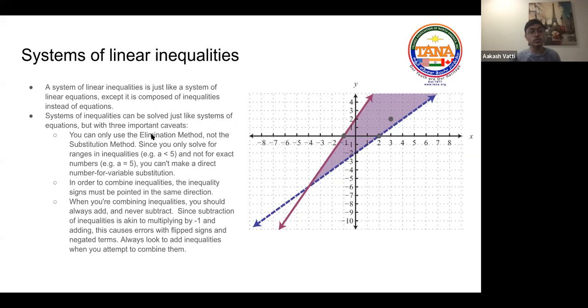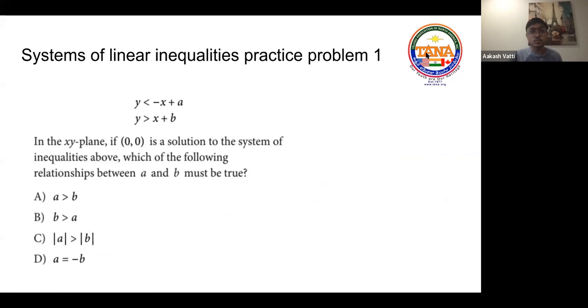You can only use the elimination method, not the substitution method, since you're solving for a range of numbers instead of just one number. And to combine inequalities, the inequality signs have to be pointed in the same direction. So you can't combine inequalities where one is greater than and the other is less than. And when you're combining inequalities, you should probably always just add and not subtract, because subtraction is like multiplying by a -1, and you have to flip your signs, and you have negative terms as well, and that's just more work that you don't want to do. So here's a practice problem. I'll give you guys a minute to do this as well.